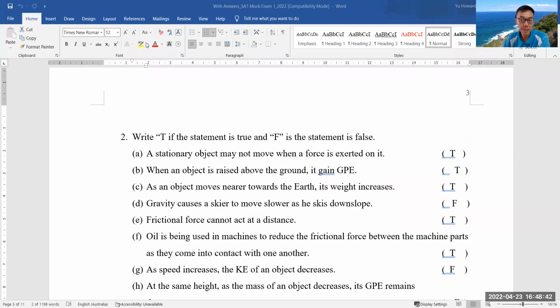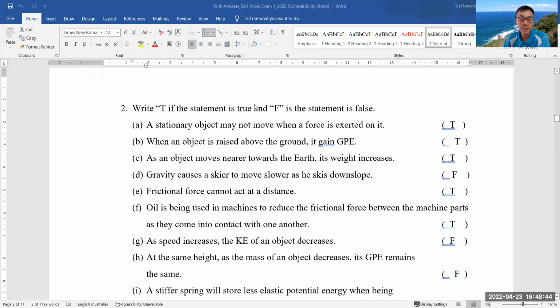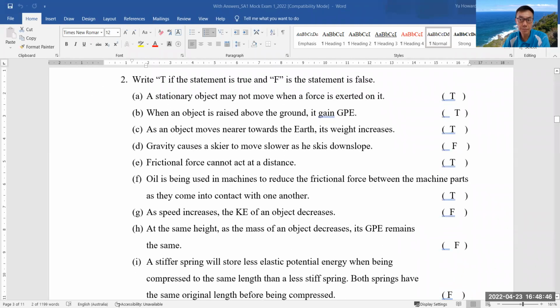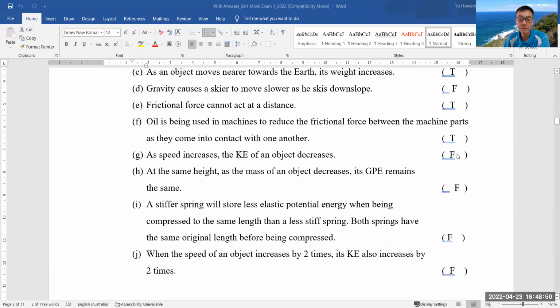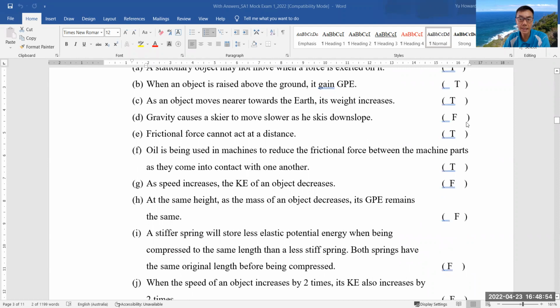Okay, let's look at these true or false questions. The easier way to mark is that the last 4 questions are false, and part D is false. The rest are true. So totally, there are 5 questions that are false. The last 4 and D.